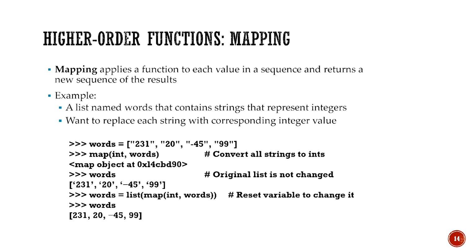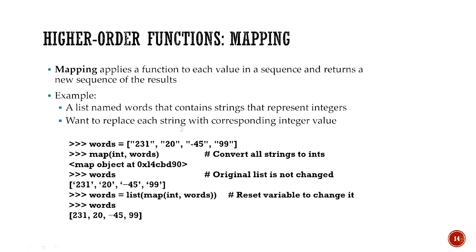Now a little bit about higher order functions and mapping. Mapping applies a function to each value in a sequence and returns a new sequence of the results. So if we are working with lists as our data structure and we want to apply a function to each item, then we need to write a for loop, right? We need to go through all items and apply that function to those items. But if we use the map function, we can apply that function to all items in a list. And here's an example.